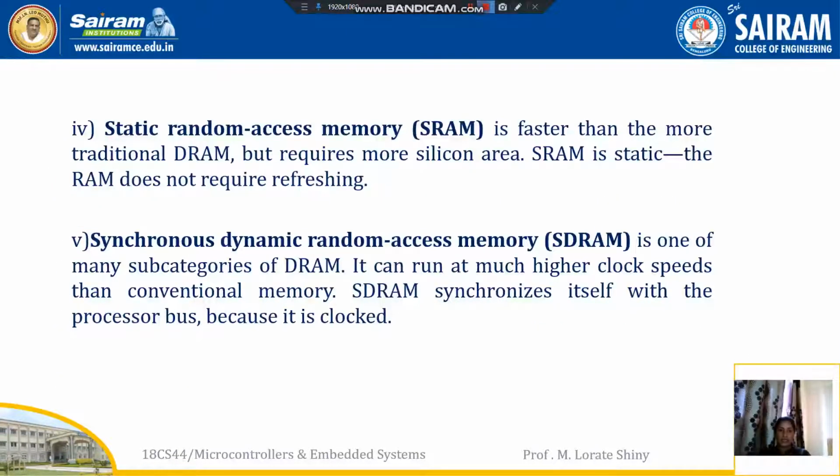Next is static RAM. It is faster than the DRAM, but it requires more silicon area. The SRAM is static because it does not require refreshing the data. The last one is SDRAM, synchronous dynamic random access memory. This is one of the categories of DRAM. It can run at much higher clock speeds than conventional memory. It synchronizes itself with the processor bus because it is clocked.